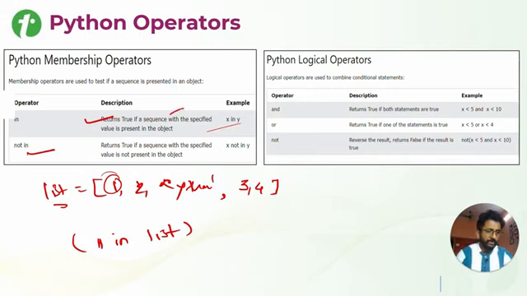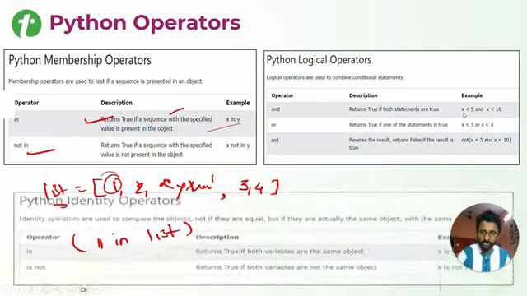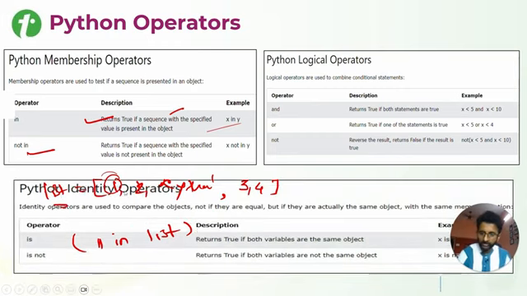So for example, whenever you are seeing x is less than 5 and x is less than 10, that AND operation will say if both of these values are satisfied, then it will give output as true. Otherwise, it will give output as false. Those are the logical operators.